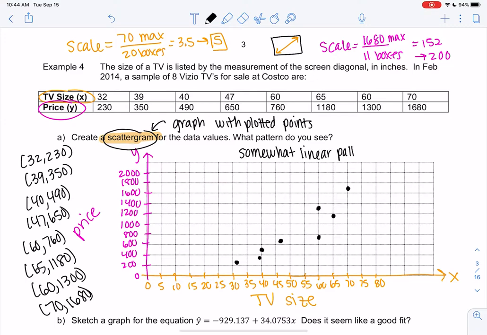We'll talk about how to find the line. Don't do that yet. And it's increasing. I think that's also important. It's going upward. What pattern do we see?